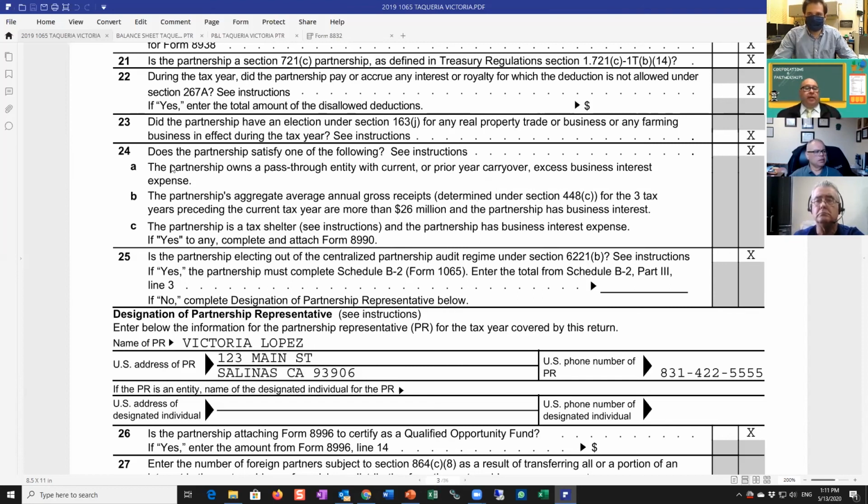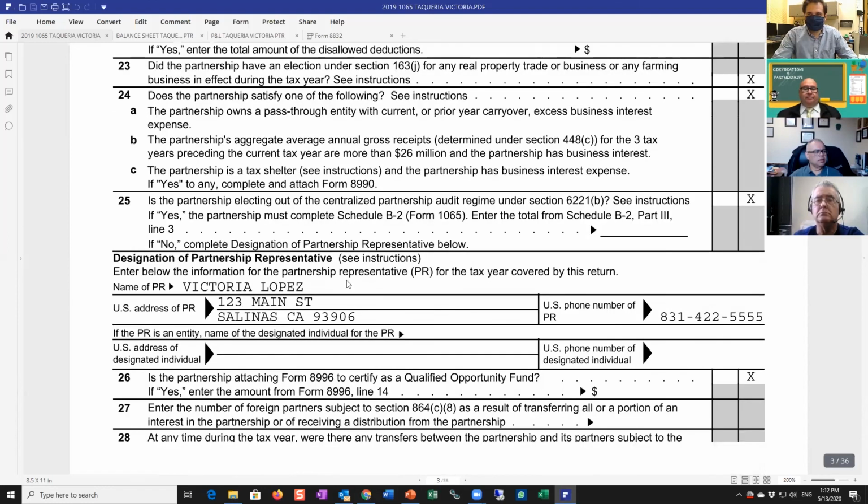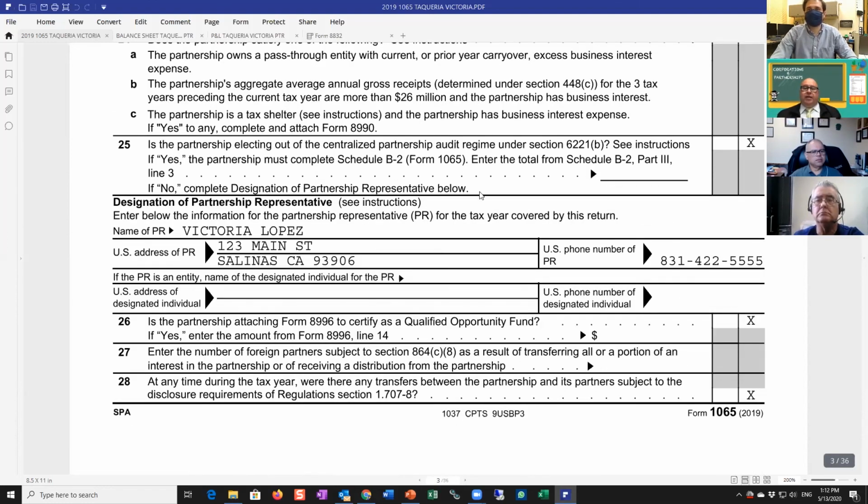If the partnership is electing not to be treated as such, then you have to file Form B2, in Part 3 of line 3 of B2. Again, most people are not going to go there. It's always going to be a no.